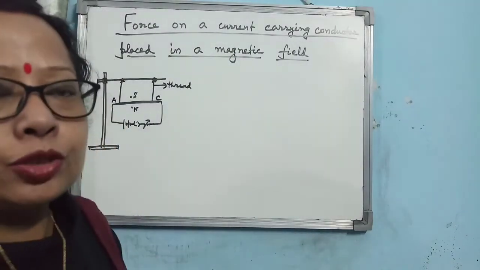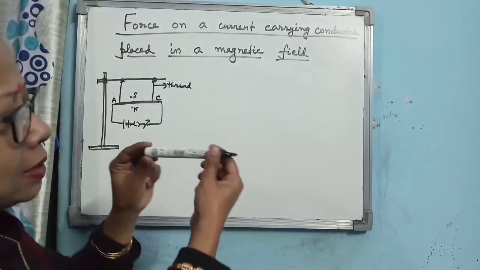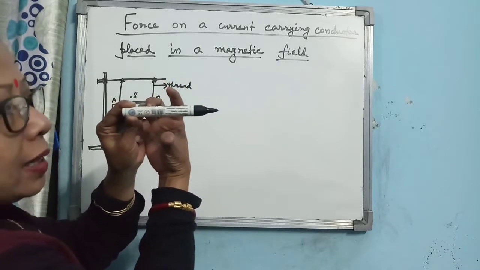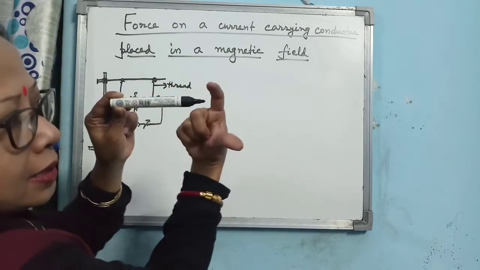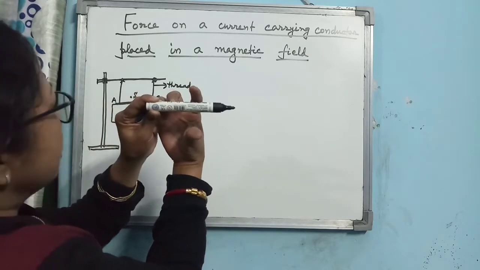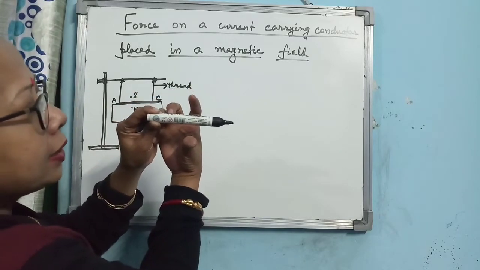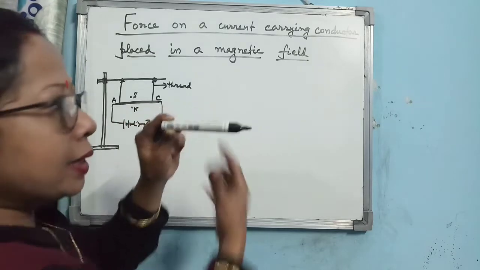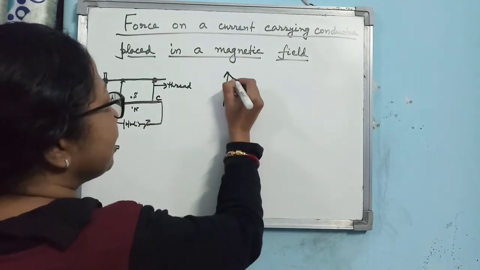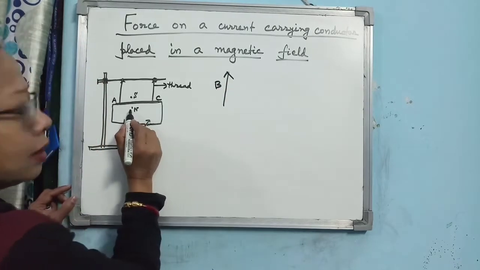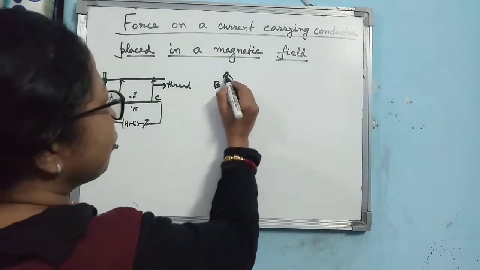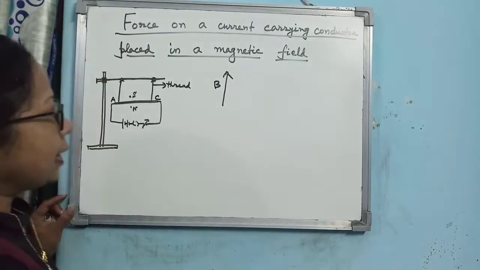And once again I am showing you how the horseshoe magnet is placed. If you consider this is the straight conductor, then the horseshoe magnet is placed like this. So that north is in the downward direction and south is in the upward direction. What does it mean? Just understand it. Magnetic field always acts from north to south. So magnetic field is acting in the upward direction.